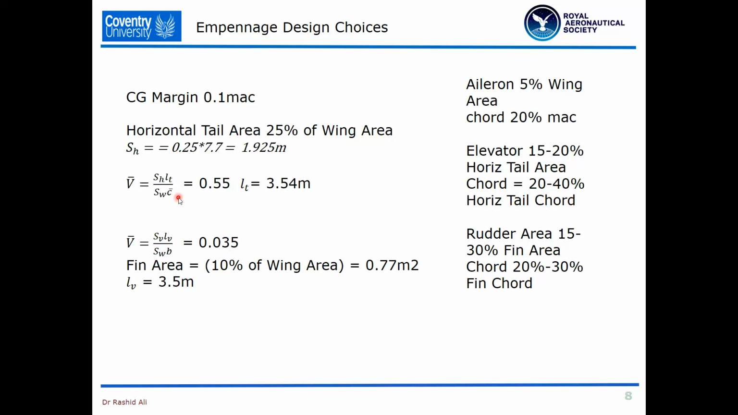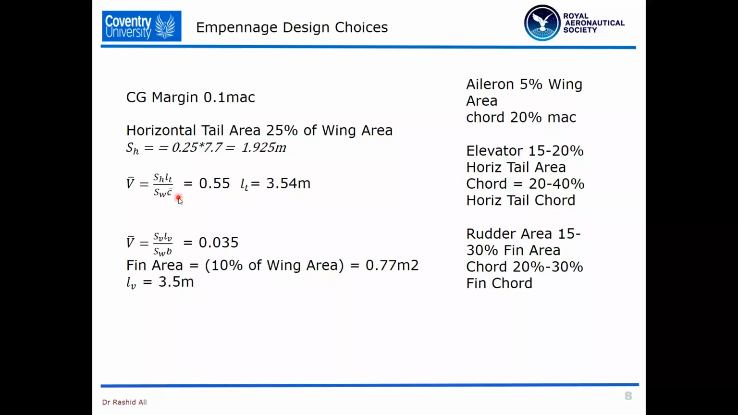Now, if I co-locate the center of pressure of the vertical fin and the horizontal stabilizer, you notice that both those numbers come out the same. One comes out at 3.54, the other comes out at 3.5. So they're co-located, the centers of pressure are located on top of each other.